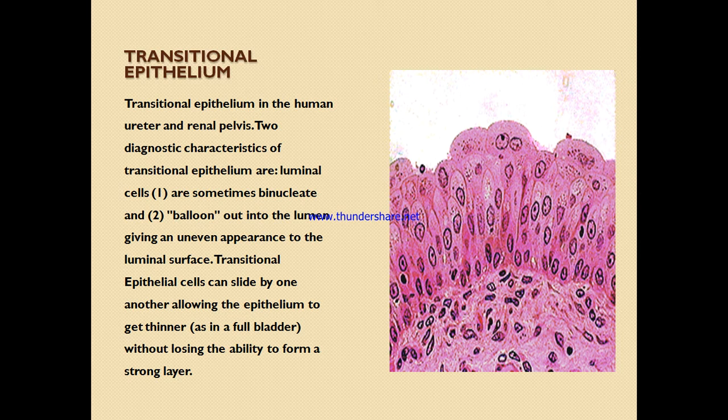Another type of epithelial tissue is transitional epithelium. Transitional epithelium is found in the human ureter and renal pelvis. There are two diagnostic characters of transitional epithelium. The cells are sometimes binucleated, meaning they have two nuclei, and the shape balloons out into the lumen. This allows the epithelium to get thinner when the bladder is full of urine, without losing the ability to form a strong layer.